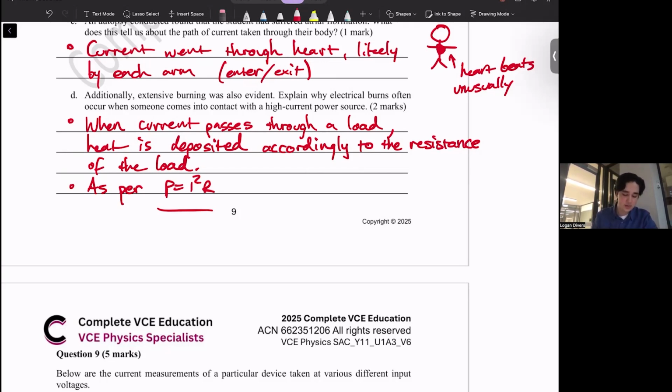So as per P equals I squared R, if R is high, and then we're going to put that bracket, we're going to acknowledge the situation here, like human flesh, then P, well, didn't want to get rid of that G. So then P will increase.